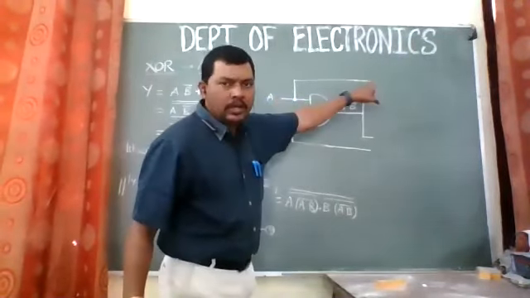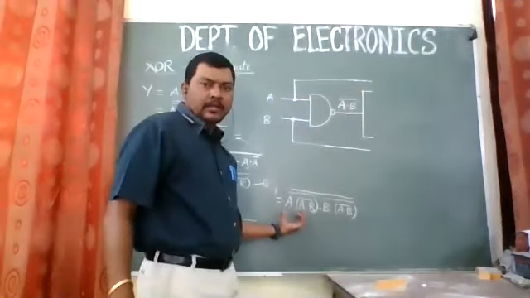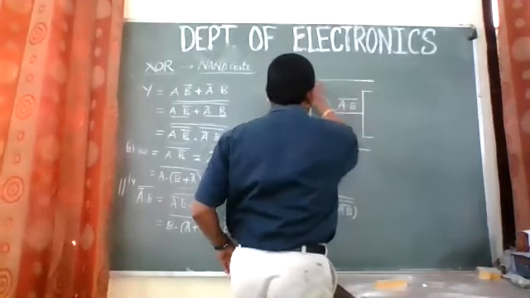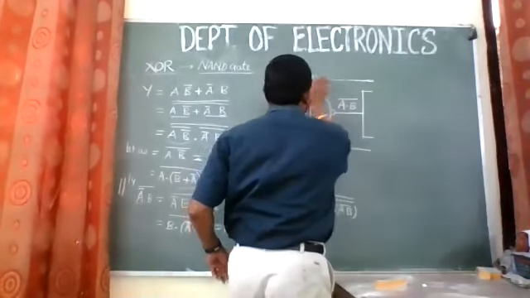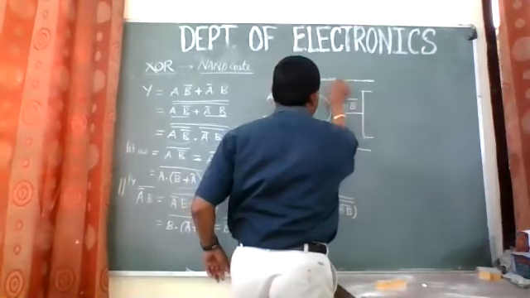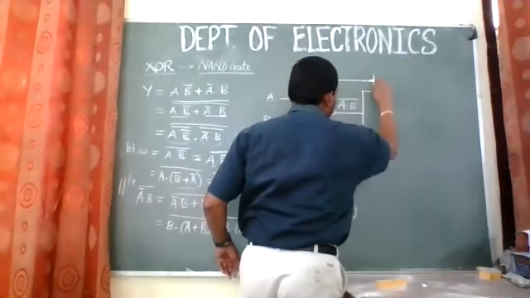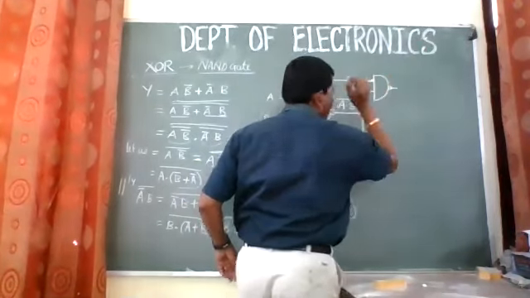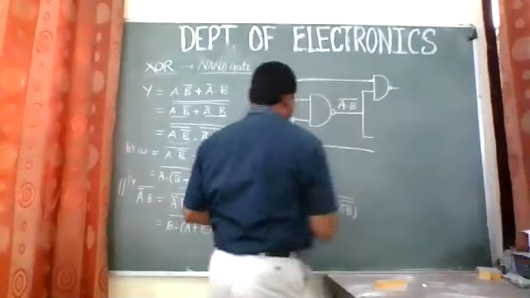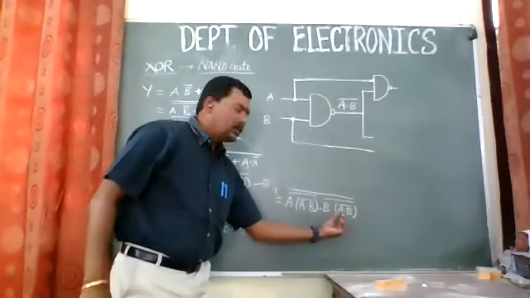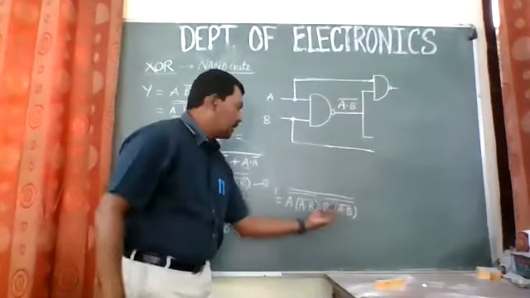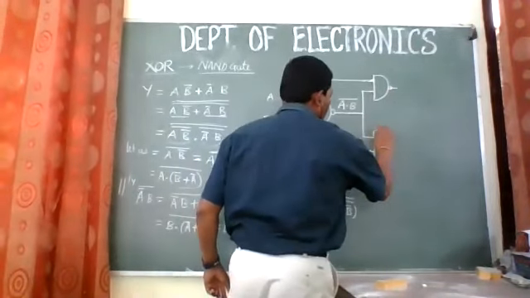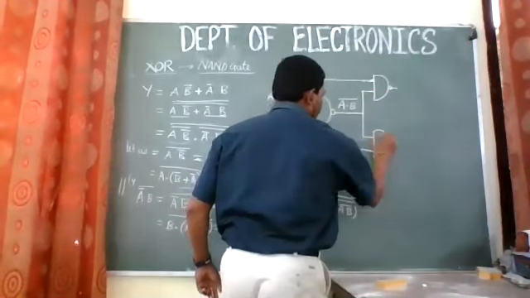I require A over here, and then I want to NAND again. So I will NAND it over here, A and A dot B complement. So this is the first NAND. And similarly, for this term, B dot A dot B complement, the whole complement, I will have another NAND over here like this.